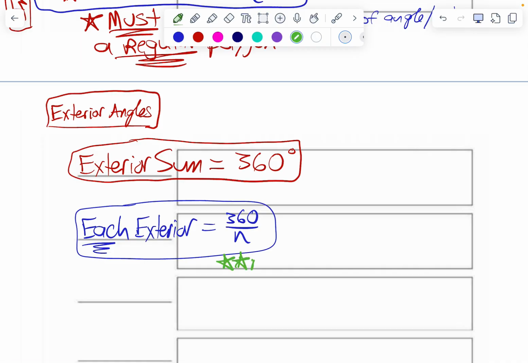Yeah, good job. If we're not told it's regular, then you can't do this. Same as before.